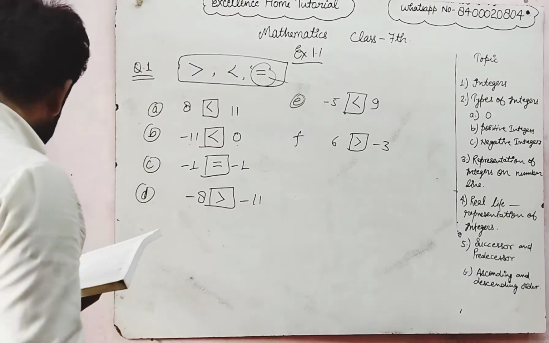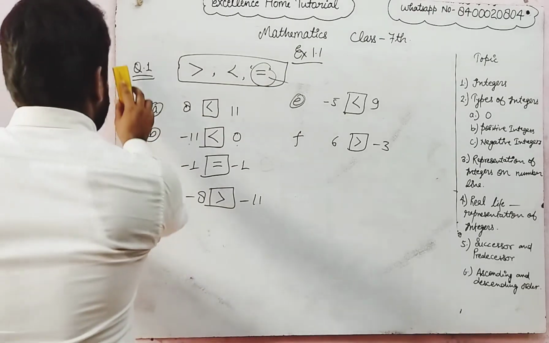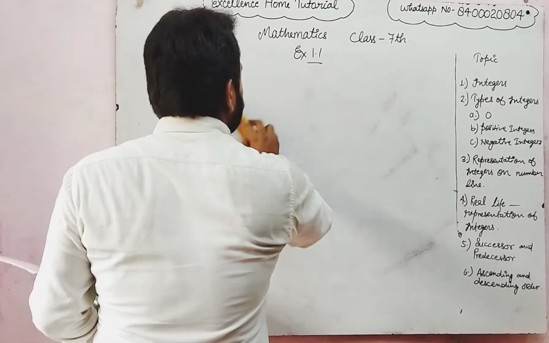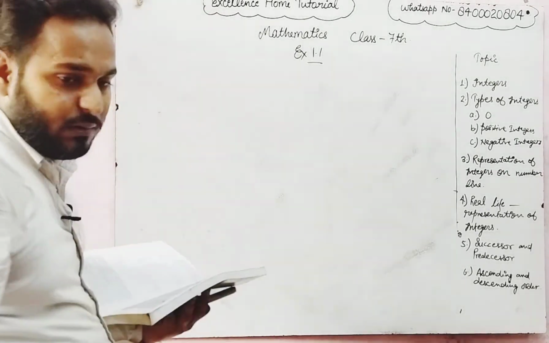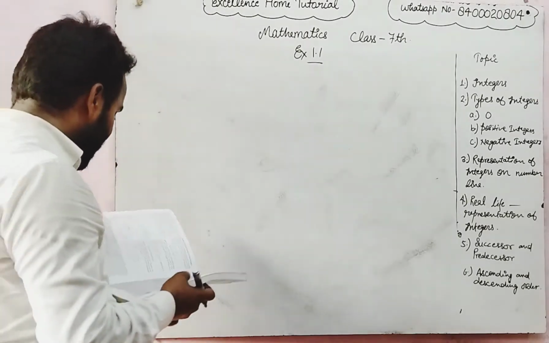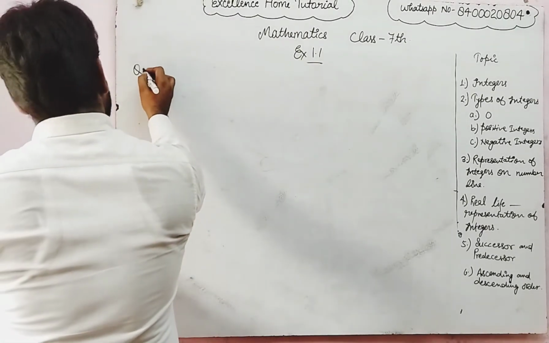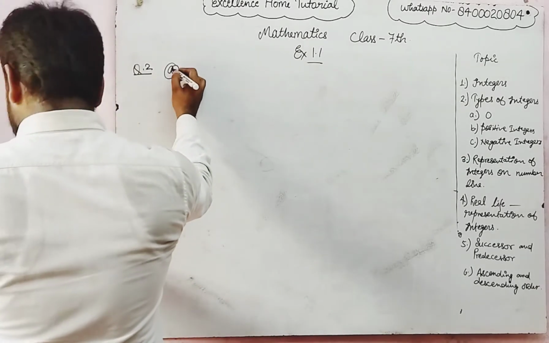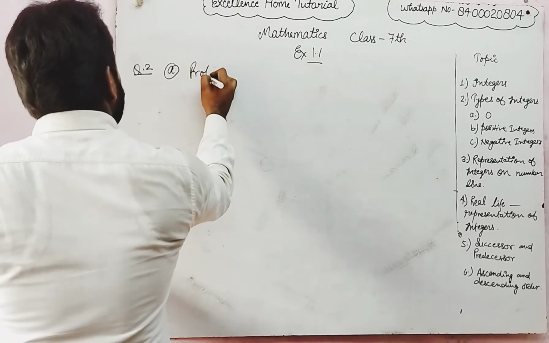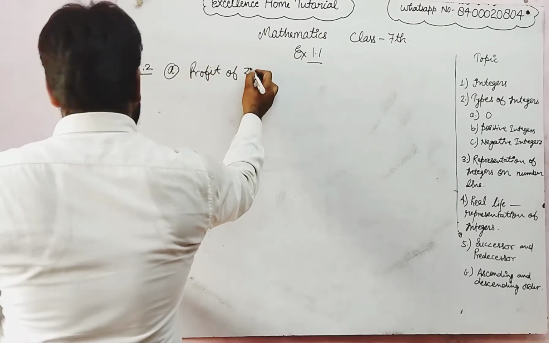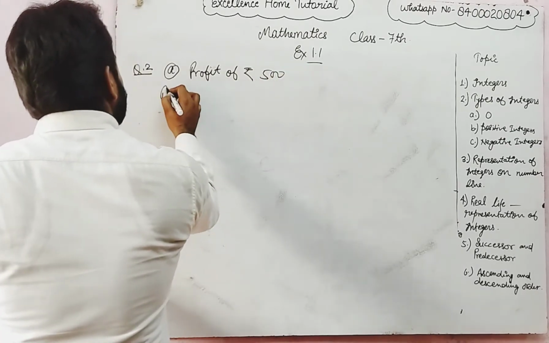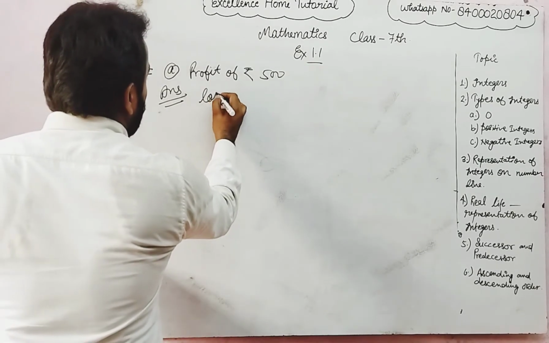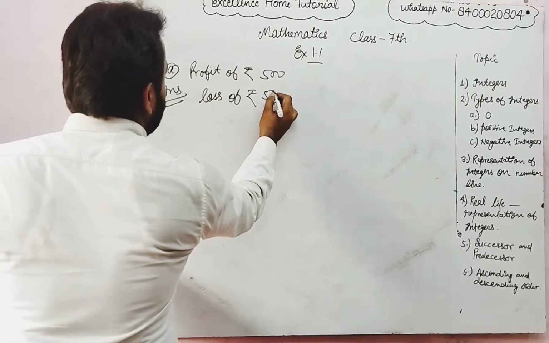In the similar way, question number 2. We have to solve this question by taking positive or negative values, that is, real life examples. Question number 2 says, write the opposites of the following statements. A, we have to write the opposite statement of profit of rupees 500. Their answer is, the opposite of profit is loss of rupees 500.